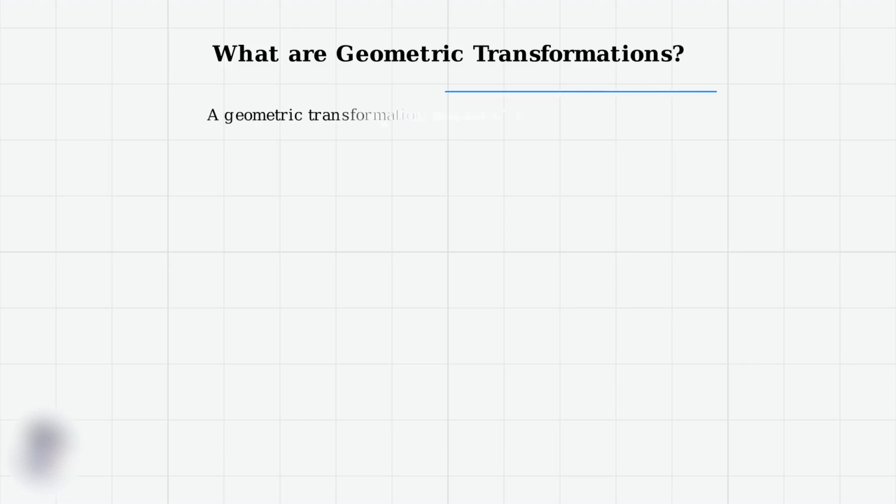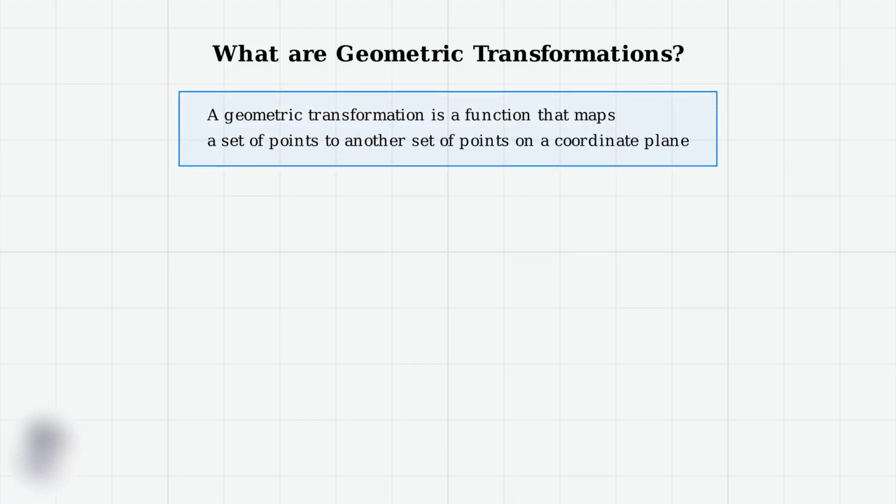Geometric transformations are fundamental mathematical functions that change the position, size, or shape of figures on a coordinate plane. Think of them as precise mathematical rules that tell us how to move or modify geometric objects. These transformations work by taking every point in a geometric figure and moving it to a new location according to specific mathematical rules. The original figure is called the pre-image, and the result is called the image.